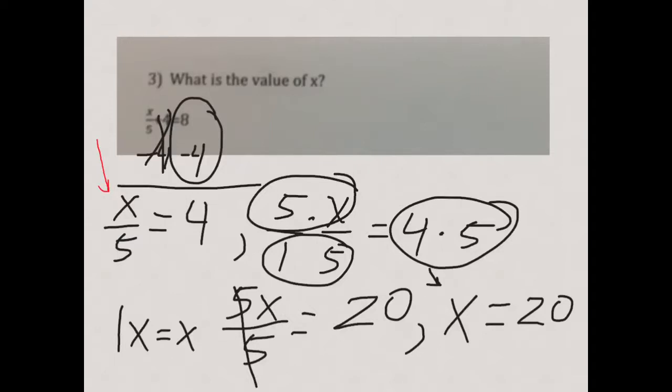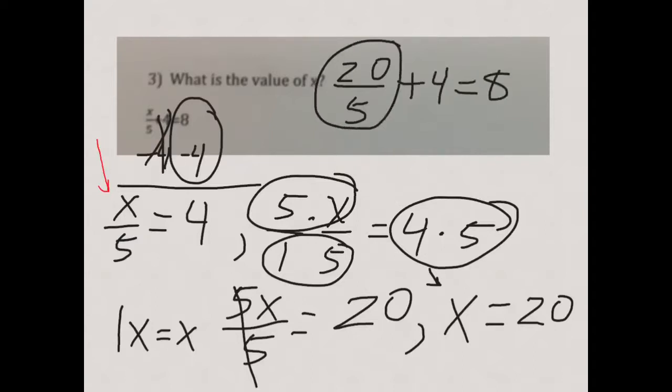And I can actually go back and double check my answer. I can put 20 in place of x, so 20 over 5 plus 4 equals 8. Well, what's 20 over 5? 4 plus 4 now equals 8. Because 20 divided by 5 gives me 4. Add the 4. 4 plus 4 is 8.